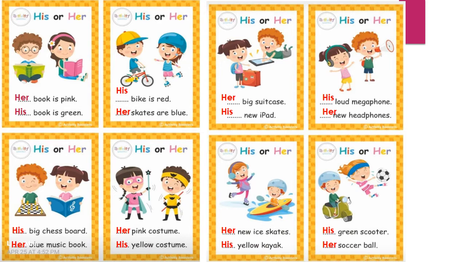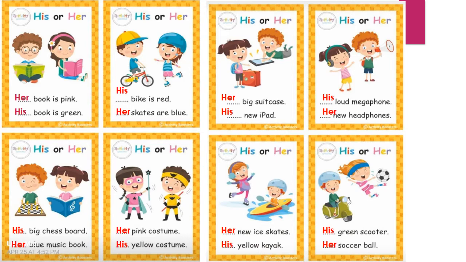Bike is red. Whose bike is red, the boy or the girl? The boy. So I'm going to put his. His bike is red. Skates are blue. Whose skates are blue? Yes, the girl. So I'm going to put her. Big suitcase. Whose suitcase is big, the boy or the girl? The girl. So her big suitcase. New iPad. Who holds the iPad, the boy or the girl? The boy. So I'm going to write what? His new iPad.